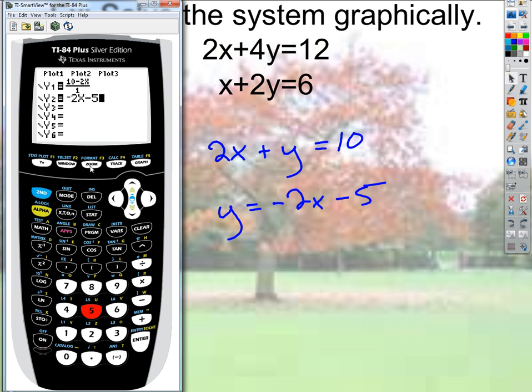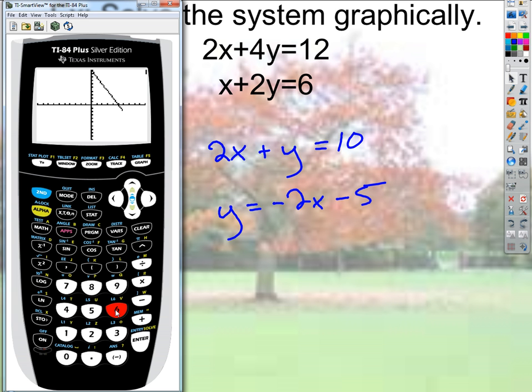Okay, zoom 6. Line number 1, line number 2. What can you tell me about those lines? Okay, they look parallel, but does that mean they are parallel? No, because there's no intersection. Okay, so how can we tell for sure?